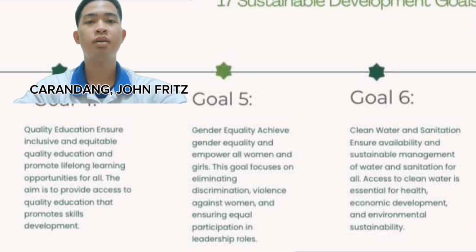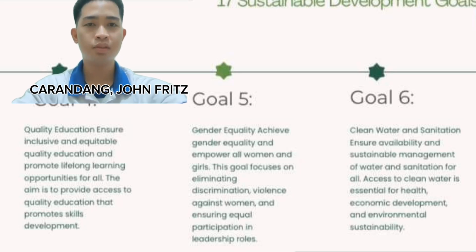Increasing the number of women in leadership positions, such as in government or corporate sectors, is one key aspect of achieving gender equality. So Goal 6 is clean water and sanitation. This goal aims to ensure that everyone has access to clean water and sanitation, both essential for good health, economic productivity, and overall well-being. Sustainable water management is also a critical part of preserving resources for future generations.